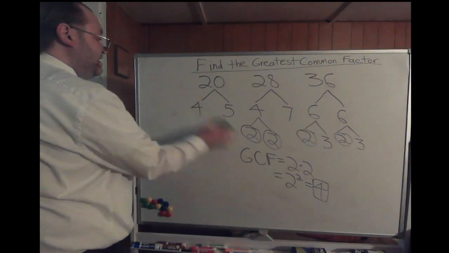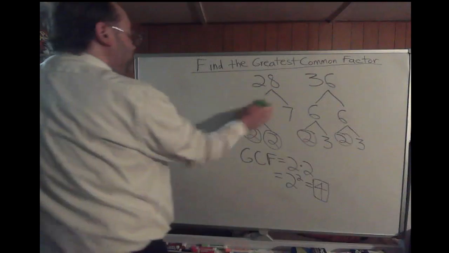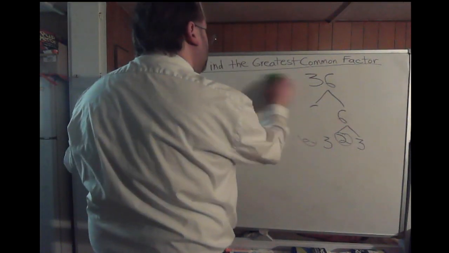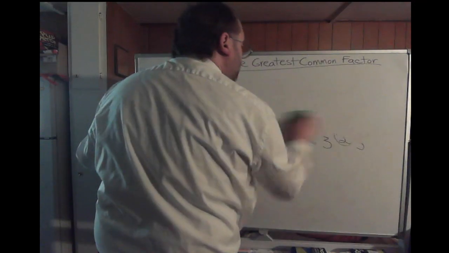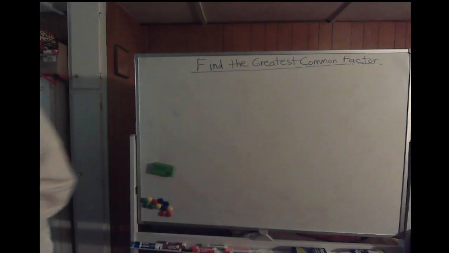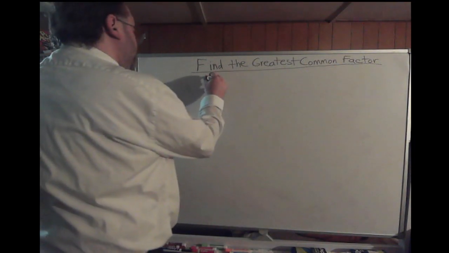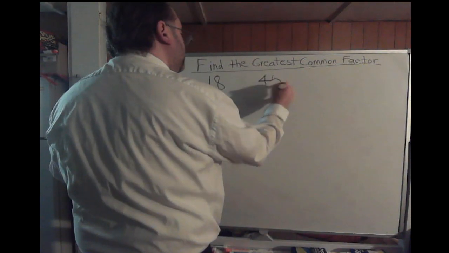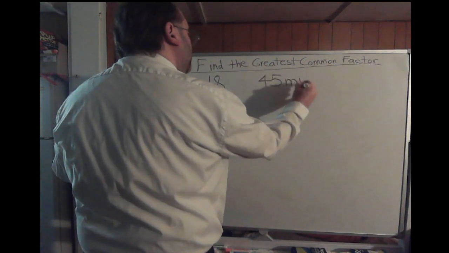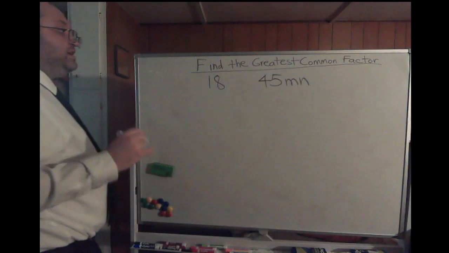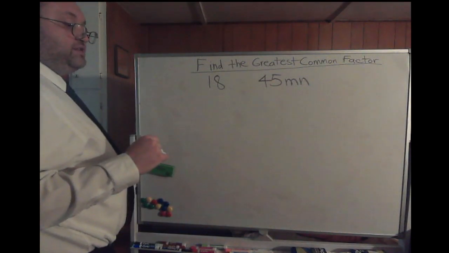Okay, I think we've done enough with numbers. Let's do some monomials. Let's deal with some monomials here. Alright. So we have 18, and then we have 45mn. So 18 and 45mn. Well, let's find the greatest common factor of those two.